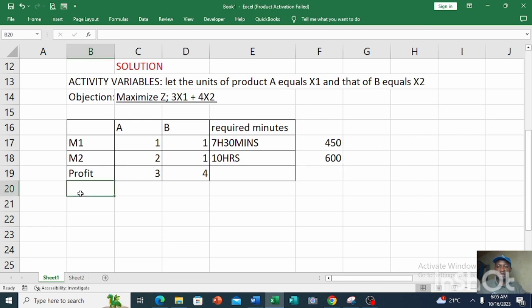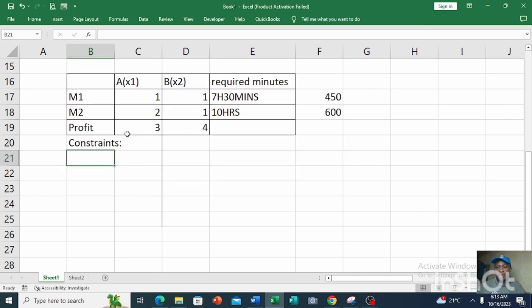Now the next thing is for us to state our constraints. So this is the profit as we have stated in the objective function. From this table now we are going to state our constraints. So the constraint for machine M1, we have one unit here and one unit here. So we are going to have 1x1 plus 1x2. Since the coefficient of x1 is only 1, we just write x1. And since the coefficient of x2 is also 1, we just write x2. Please, when the coefficient is 1, we don't write it.